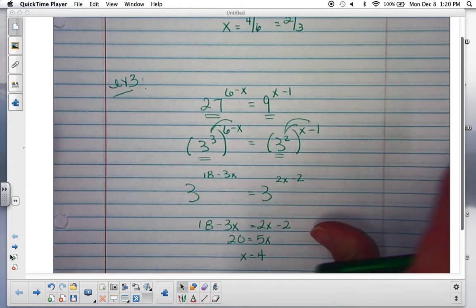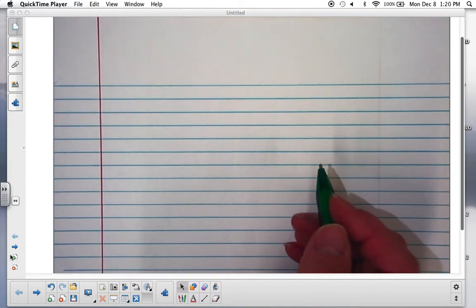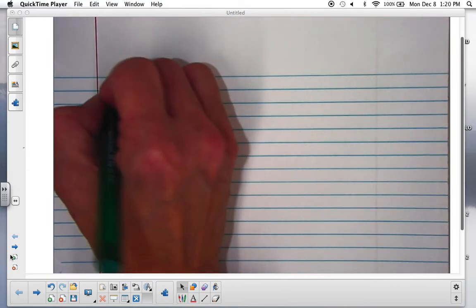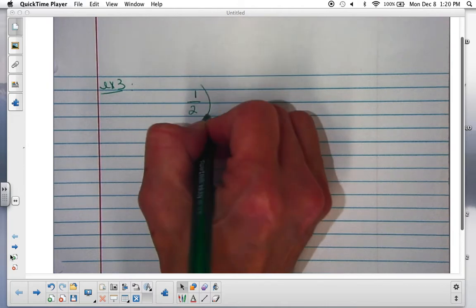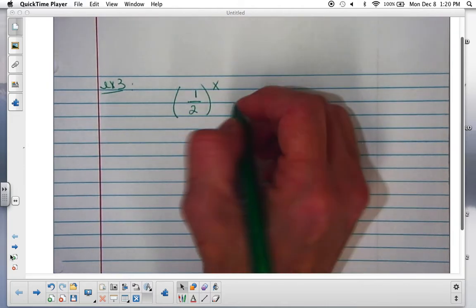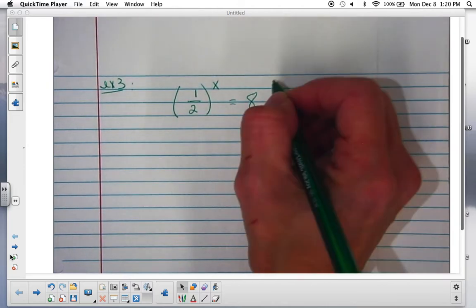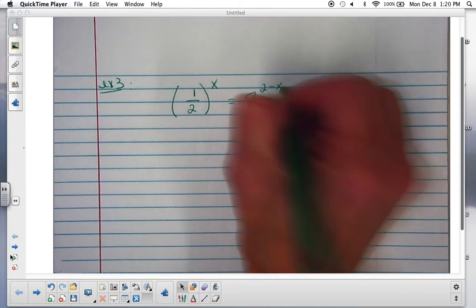Just for the heck of it, let's throw one more under the camera and then I'll give you a few to try and we're finished. This is a nice example, but a little bit of an extension, probably something that we'll need to look at one more time when you come into class. But just for fun, let's try 1/2 raised to the x equals 8 to the 2 minus x.